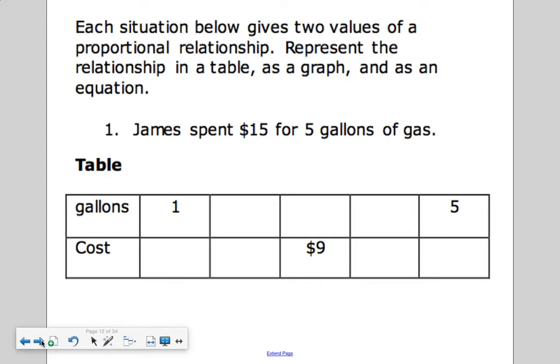James spent $15 for 5 gallons of gas. So 5 gallons of gas costs him $15. Complete this table. Well, I think this is probably going to be 2, 3, and 4.